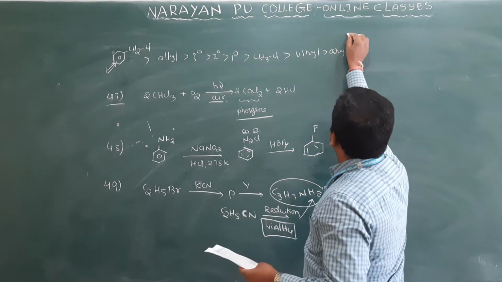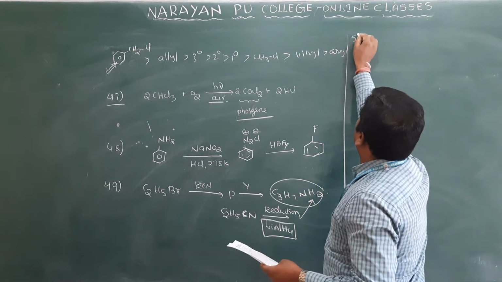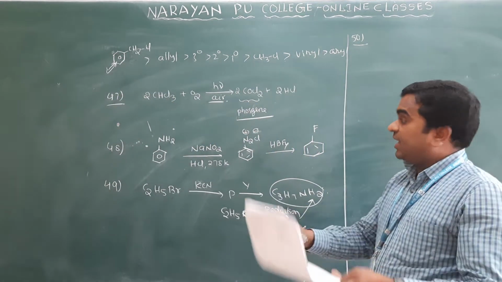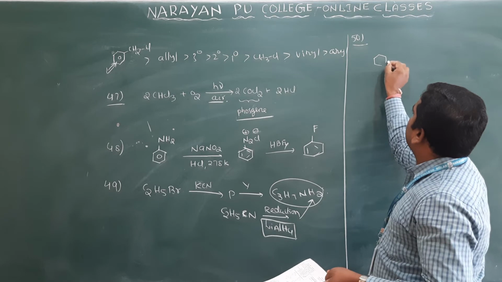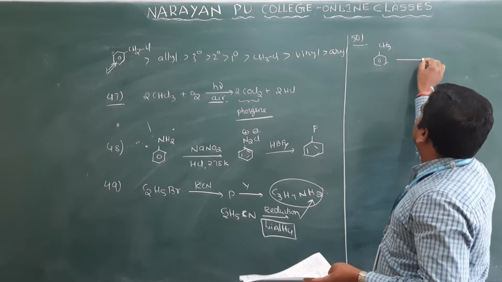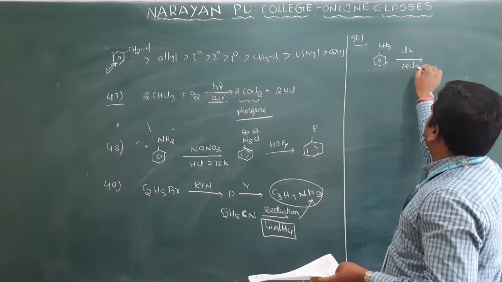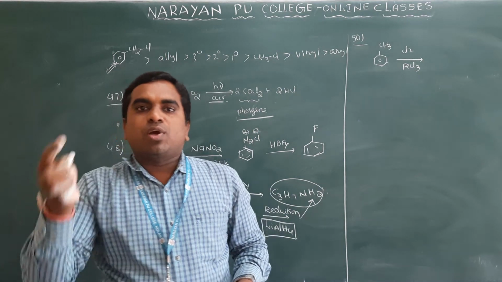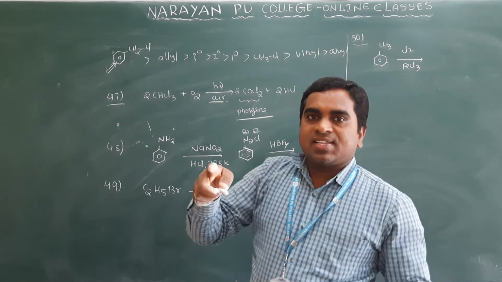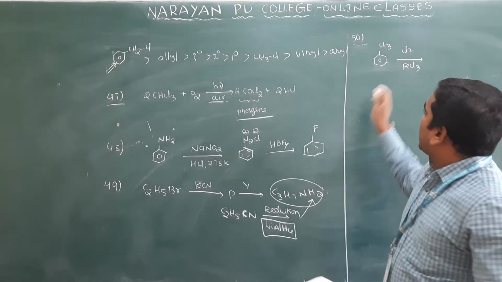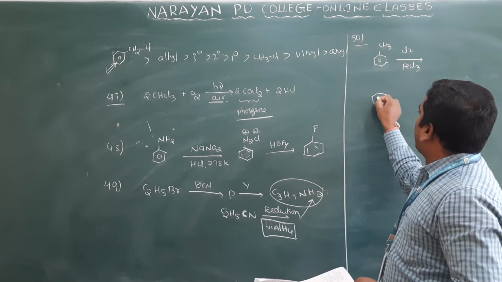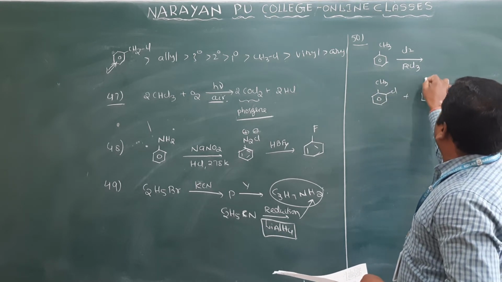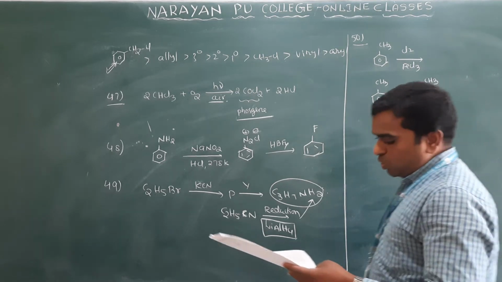Clear? Next one, question number 50. Chlorination of toluene in presence of AlCl3, Cl2 and FeCl3. Toluene has which group? Alkyl groups are electron donating groups. When electron donating groups are present on the benzene ring, they act as ortho and para directing groups. Then if you do chlorination, you will get ortho chlorotoluene and para chlorotoluene.